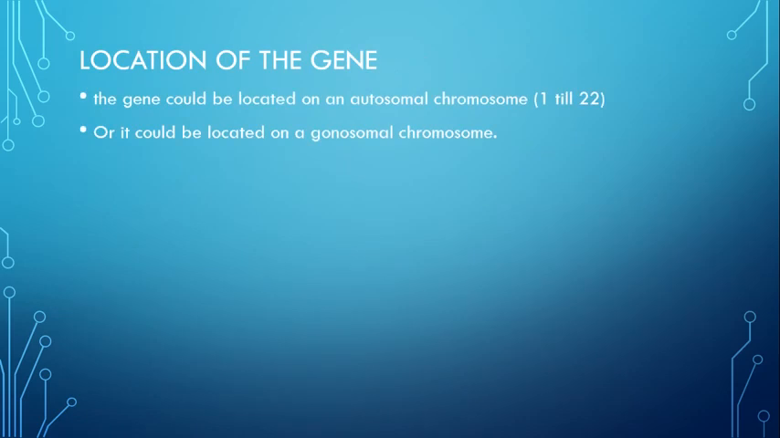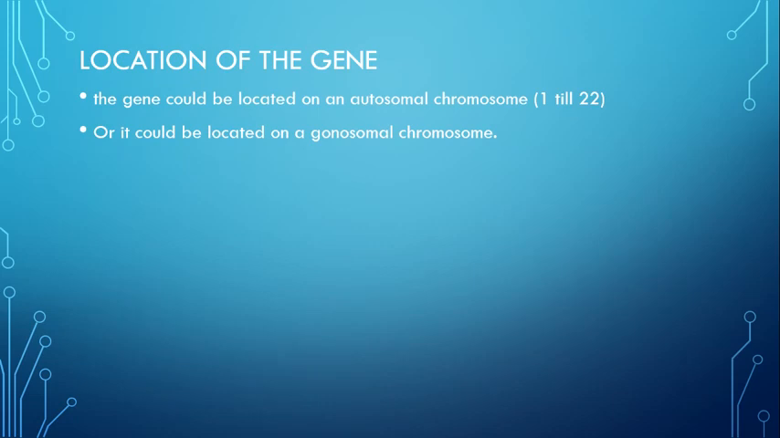Discussing the location of the gene, as we said before, the gene could be located on an autosome. When we talk about autosomal chromosomes, this means chromosomes 1 through 22. So if the gene is located on any of these chromosomes from 1 to 22, then it is said to be an autosomal gene, or the location of the gene is autosomal.